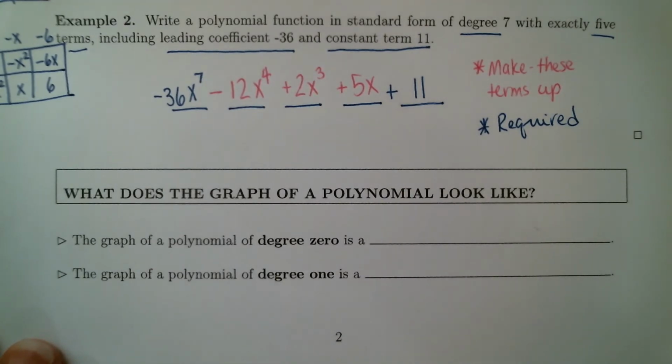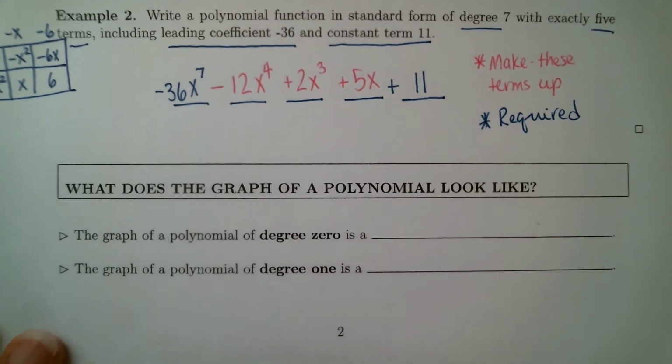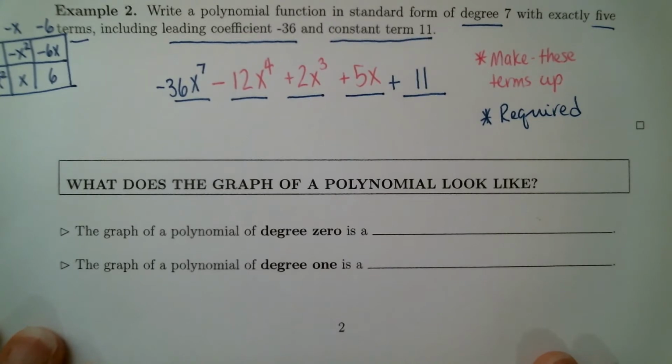Right now we're going to concentrate on the general shape of a polynomial, and that depends on the degree of the polynomial. Let's start off with the first bullet point. It says the graph of a polynomial of degree 0 is a blank. So what does it look like? Well, we just saw a 0-degree polynomial a few minutes ago.